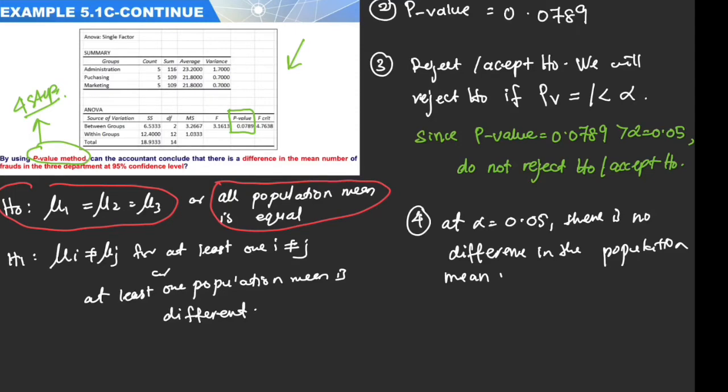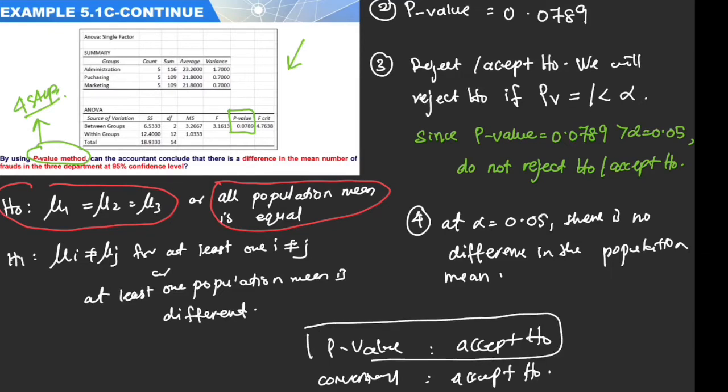If you notice, if we use p-value method, you also will get accept H null. If you use conventional method, you also will get accept H null. So it depends on which method you want to use. Normally, p-value method is easier and simpler.